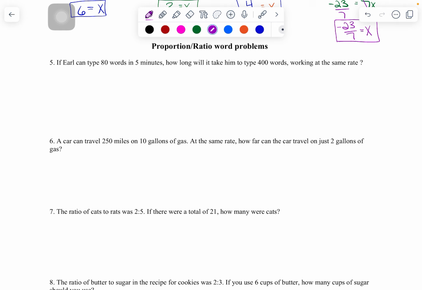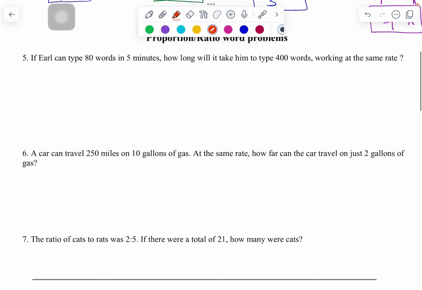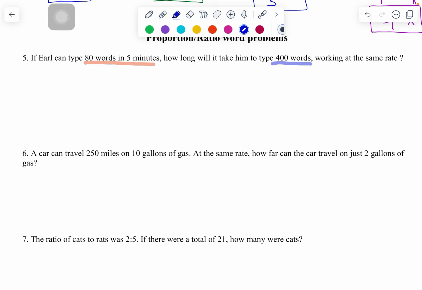So for problem number 5, if we take a read through on it, I'm going to grab a highlighter here so I can figure out what's important. It says Earl can type 80 words in 5 minutes, so that is his rate. How long would it take him to type 400 words? And the how long part is the question that we're asking. So you have a couple options here, but ultimately you're dealing with two things: how many words he has and how much time.